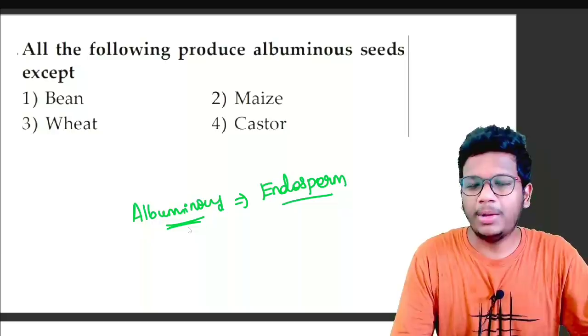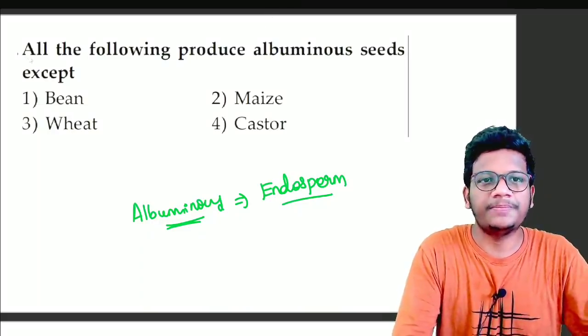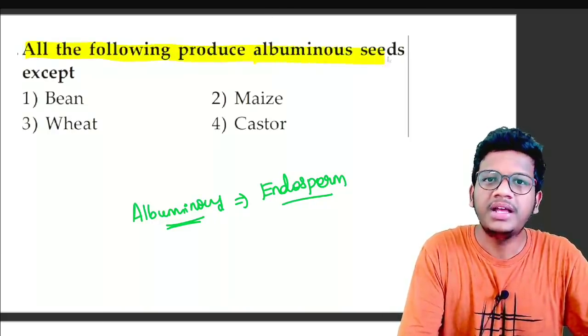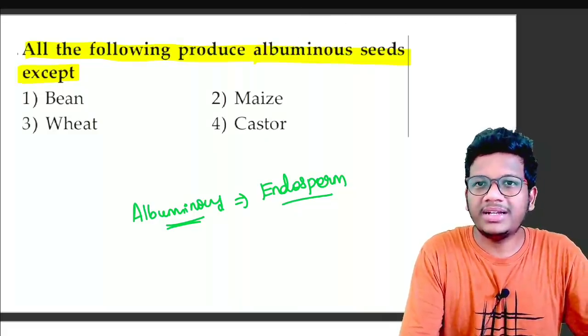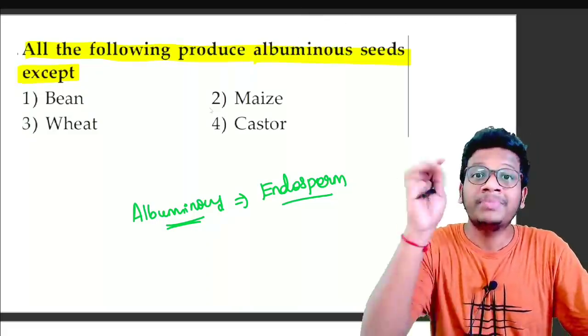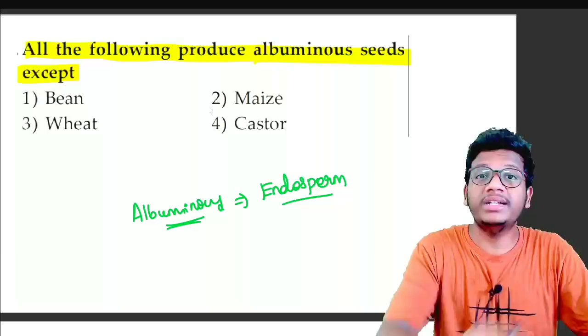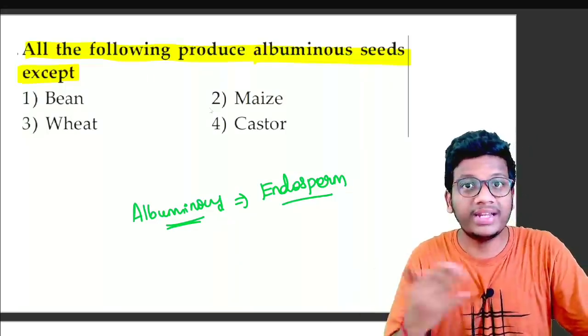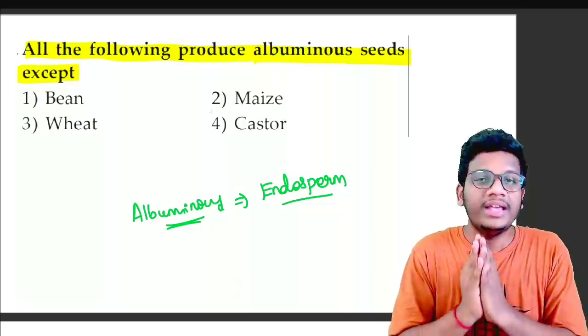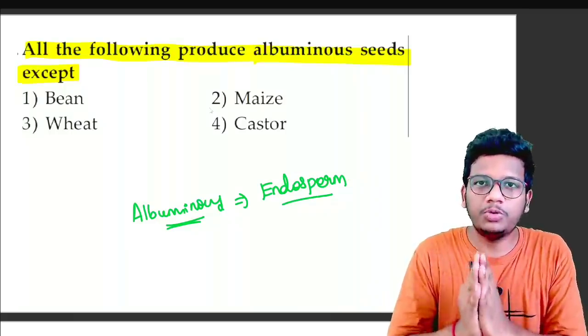Okay, so now come back here. What is the correct option for this question? All the following produce albuminous seeds except. Note down except. Okay, so can I tell you the correct answer, guys? It's a matter of examples. If you get this question wrong, immediately take your respective morphology book and just revise it quickly. Revise it from wherever you studied it. You have to do it correctly, guys.